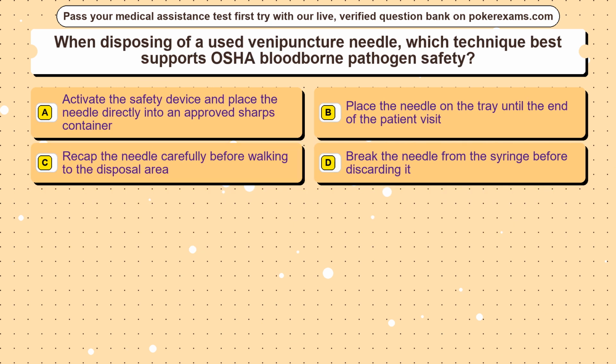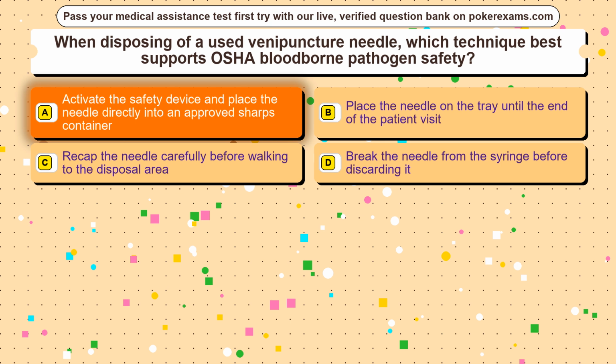Question 87. When disposing of a used venipuncture needle, which technique best supports OSHA bloodborne pathogen safety? Option A. Activate the safety device and place the needle directly into an approved sharps container. Option B. Place the needle on the tray until the end of the patient visit. Option C. Recap the needle carefully before walking to the disposal area. Option D. Break the needle from the syringe before discarding it.